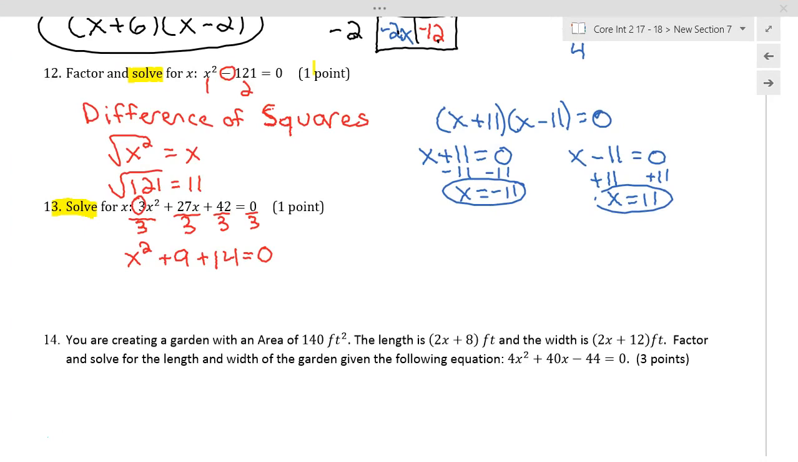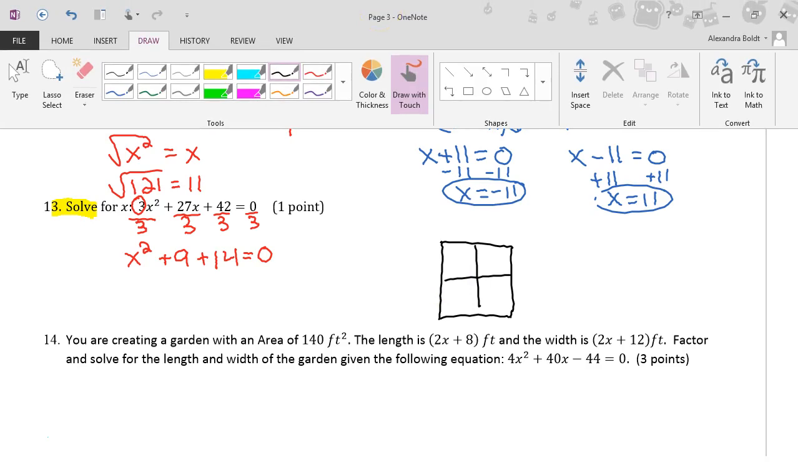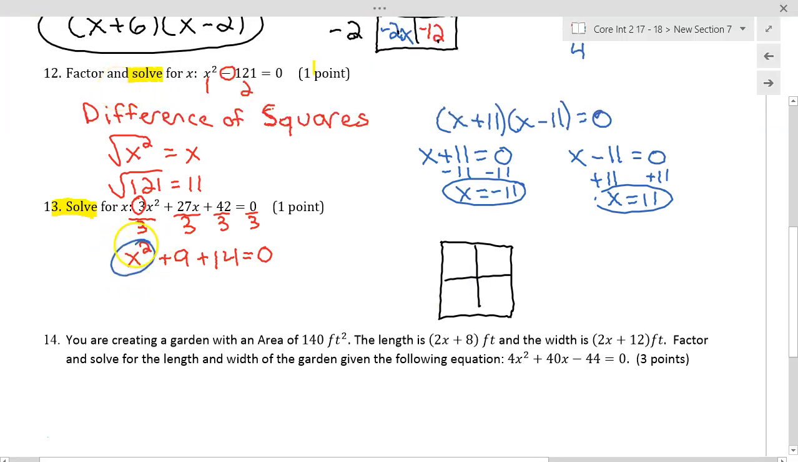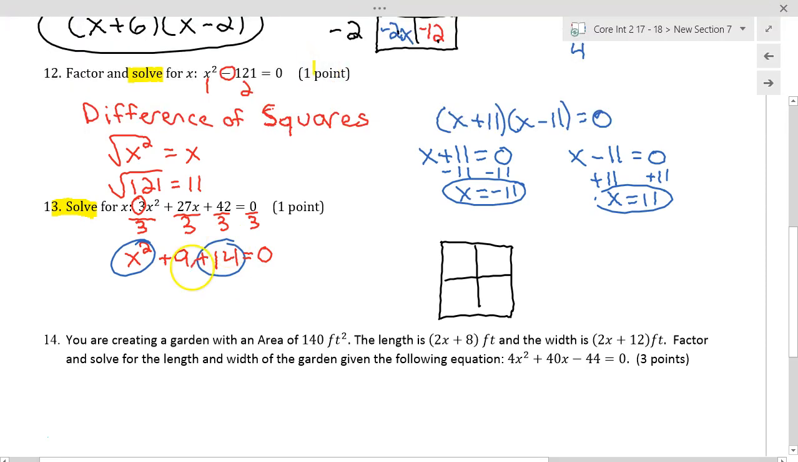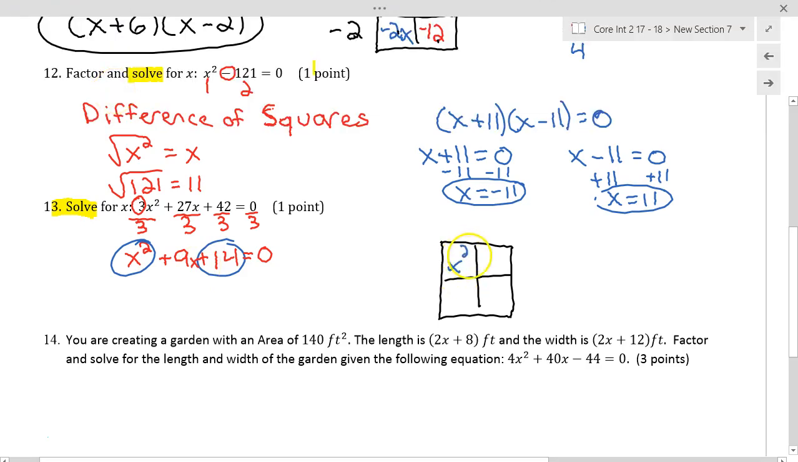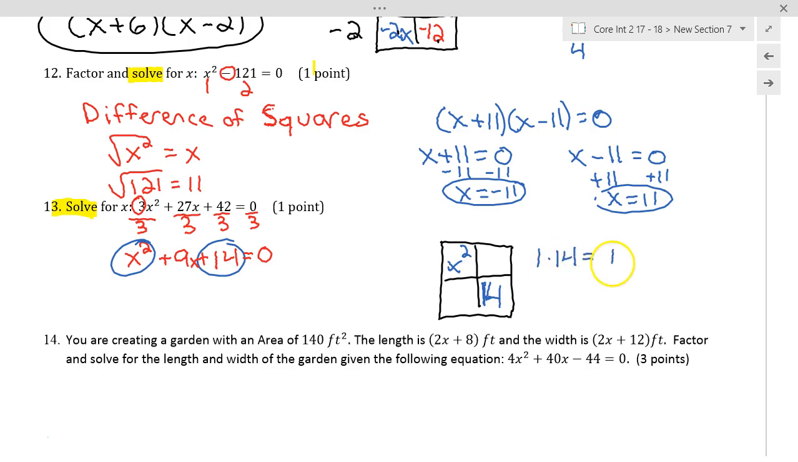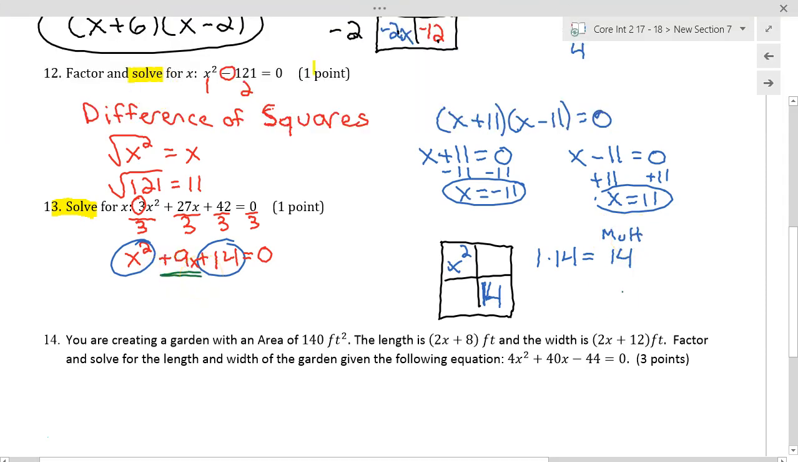Okay. Then from here, it's just like our regular factoring. I'm going to draw my box. I have x squared and 14. Ooh, I forgot something, guys. Sorry. This shouldn't just be 9. It should be 9x there. But I have x squared and 14. So I'm going to multiply the 1 times 14. Then I need to add to 9.